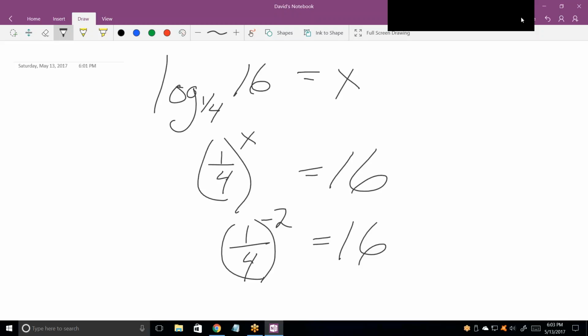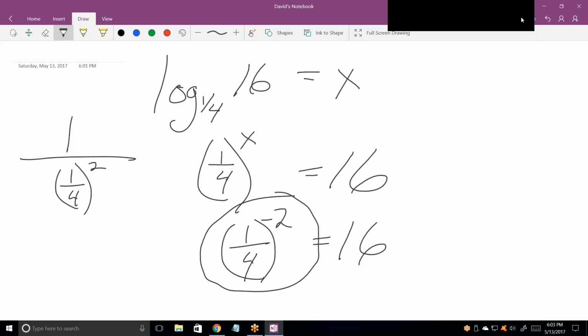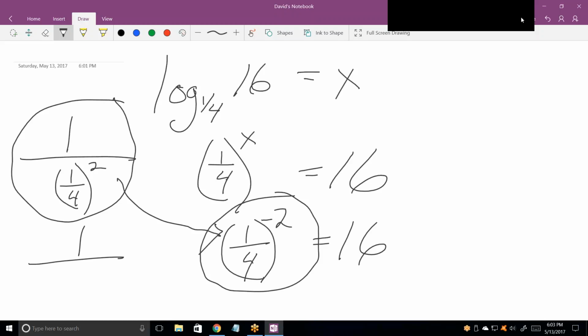Let me just show you how I got that. First of all, negative exponents don't mean negative numbers. They just mean reciprocal. Okay? So if I wanted to write that, I would put 1 over 1/4 to the positive 2. In other words, that is the same as that. You see why? Now, 1 over 1/4 squared is 1 over 1/16, which is equal to what?